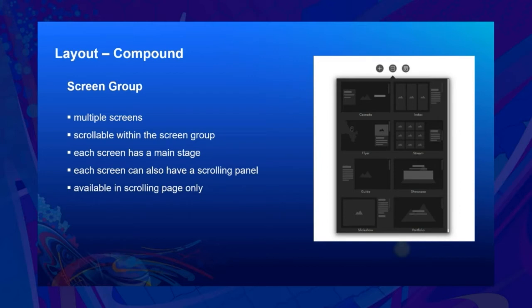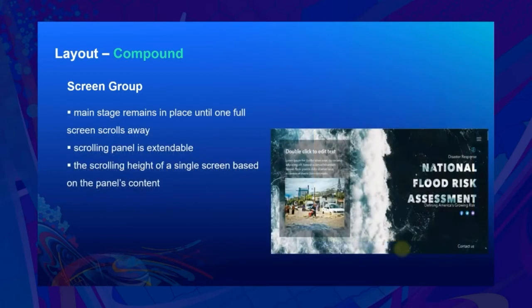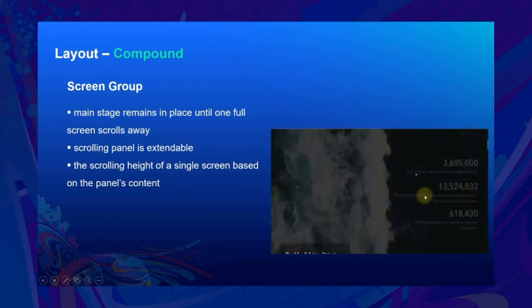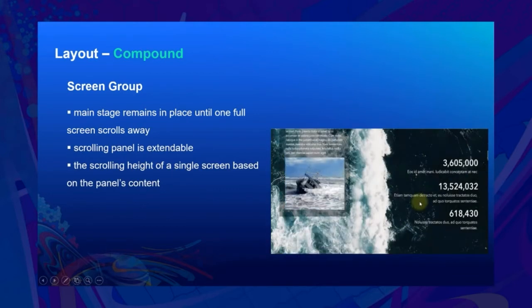Each screen has the main stage where the content is fixed. Each screen can also have a scrolling panel where content is scrollable. The screen group layout is only available at the scrolling page. As mentioned, in a screen, the main stage will remain in place when you are scrolling. It disappears only when the full screen scrolls out.